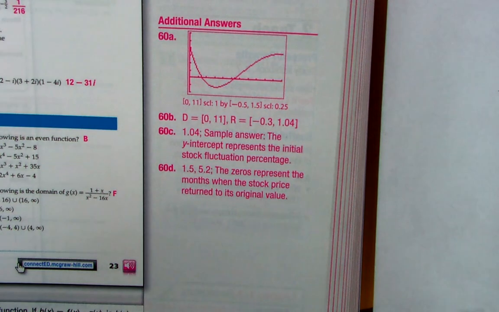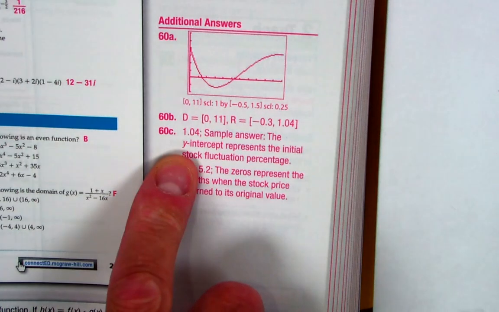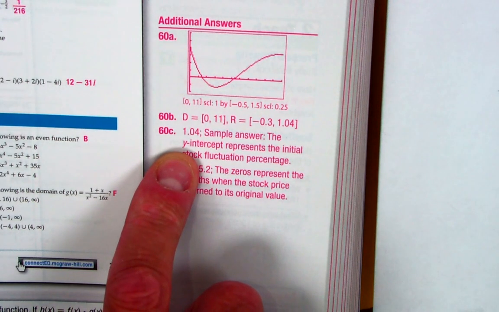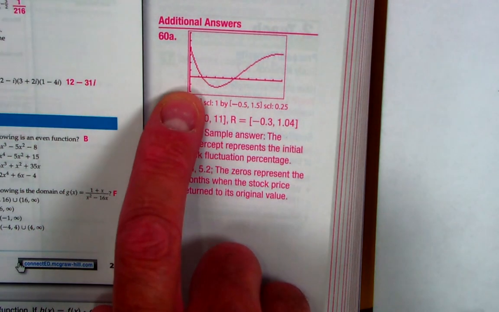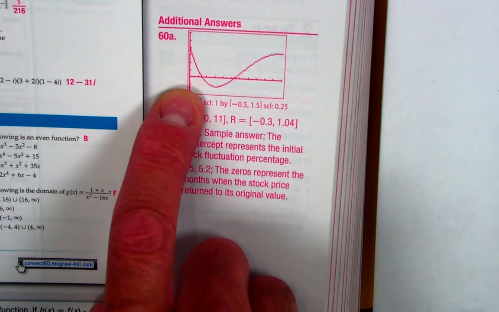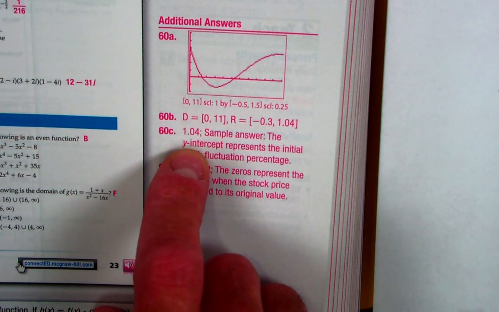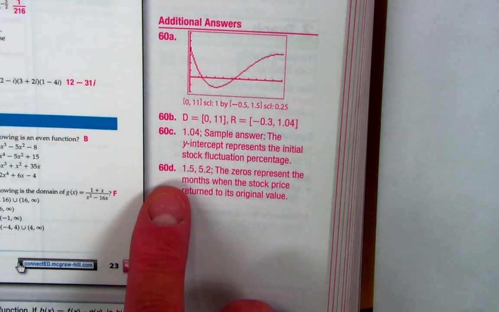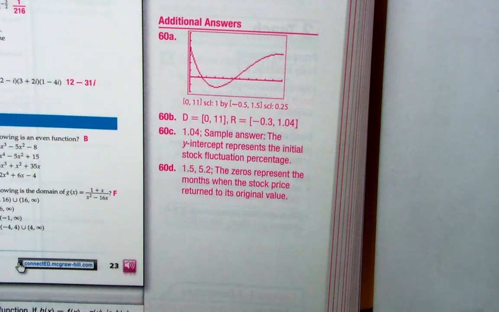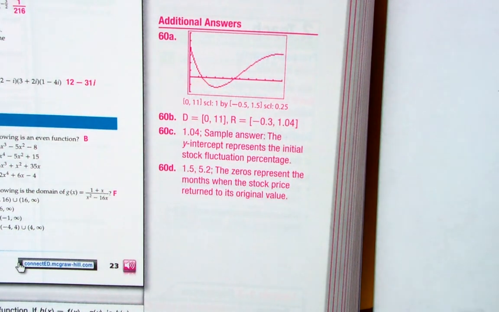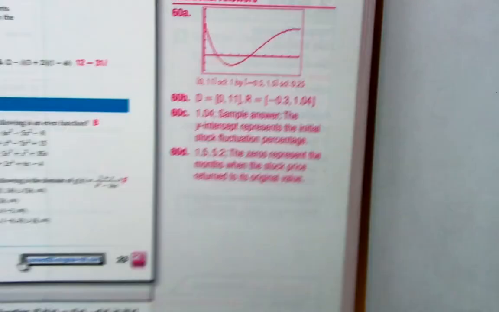60 part C. The y-intercept looks like it's about 1.04. No, hold on. That's not right. Negative 1.04? Oh, the y-intercept? Y-intercept is 1.04. 60D. Any zeros, about 1.5 and 5.2. And the zeros represent the months the stock price returned to its original value. We'll come back to anything that you want to take a look at.